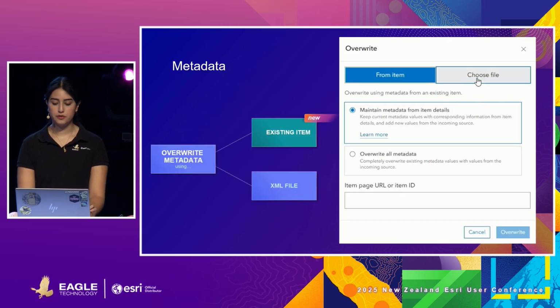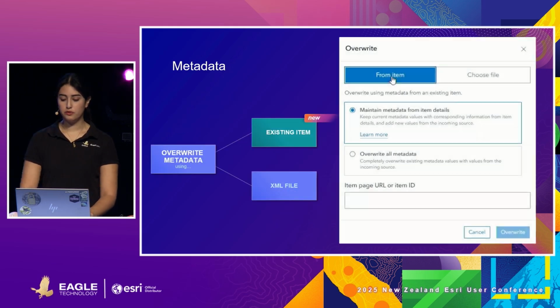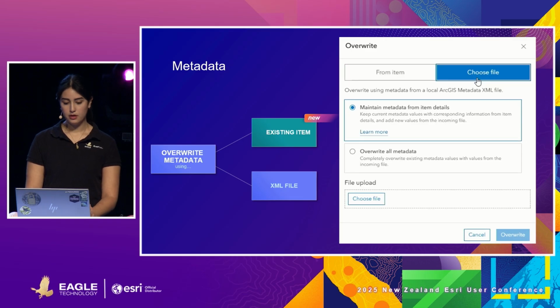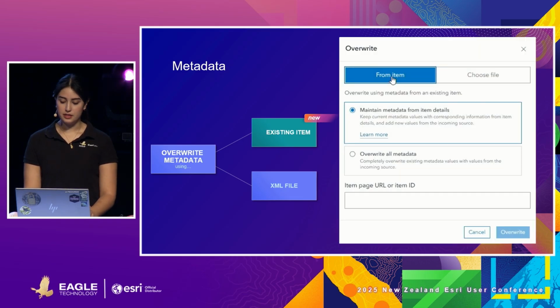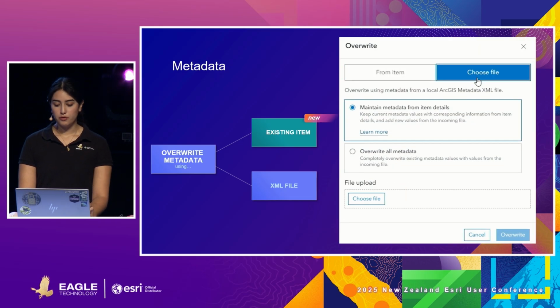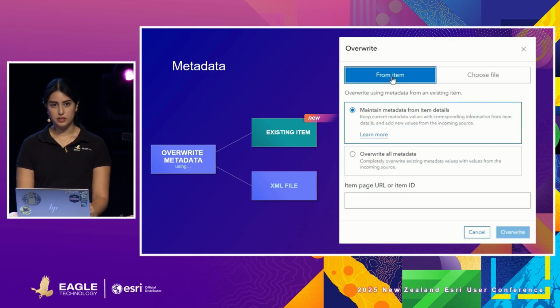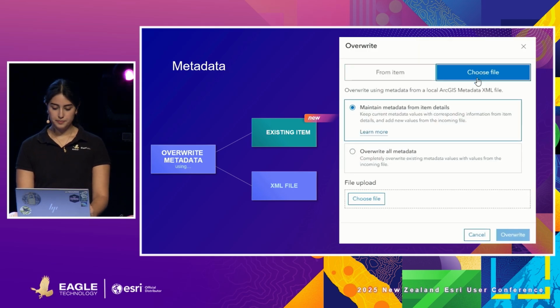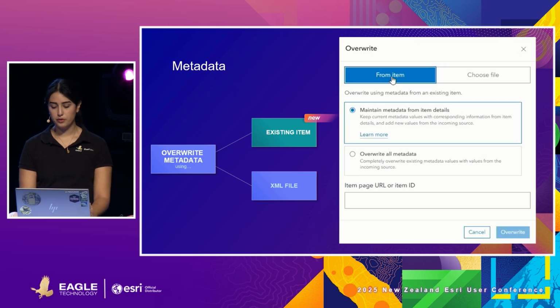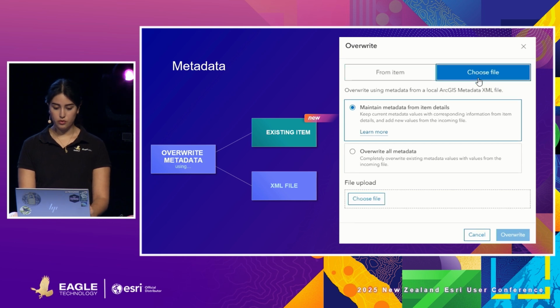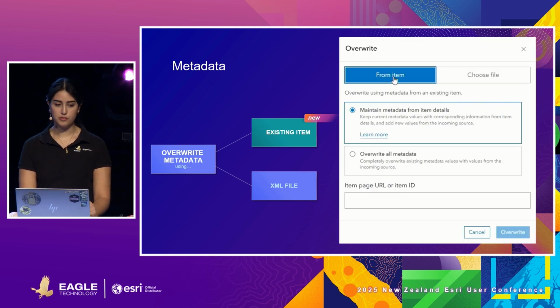And last but not least, for metadata, you are able to override an item's metadata with another item's metadata. So you can choose the override option, which gives you the ability to select an existing item. So this can be an item that you own, or an item from your organization, or even a public item. So there's no restrictions there.